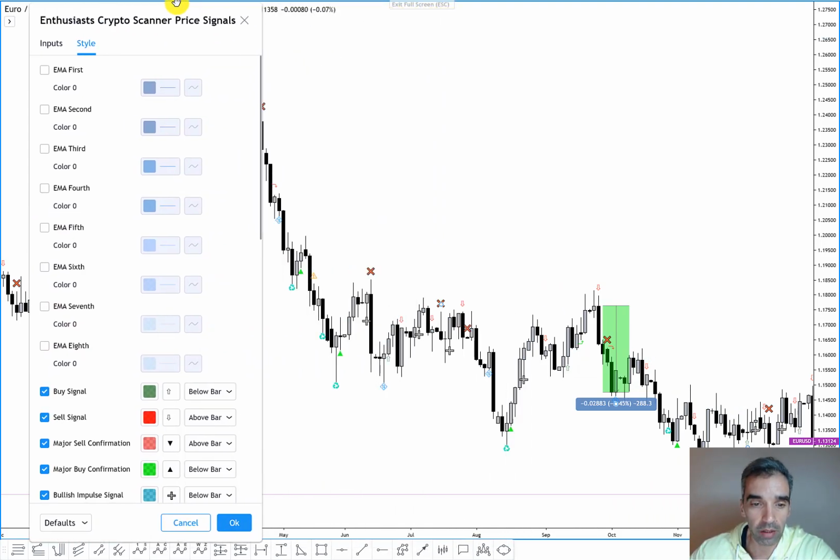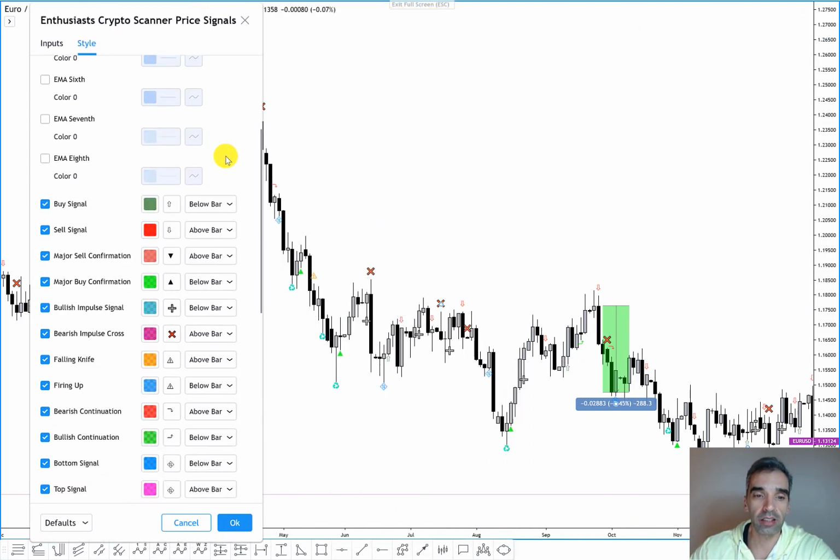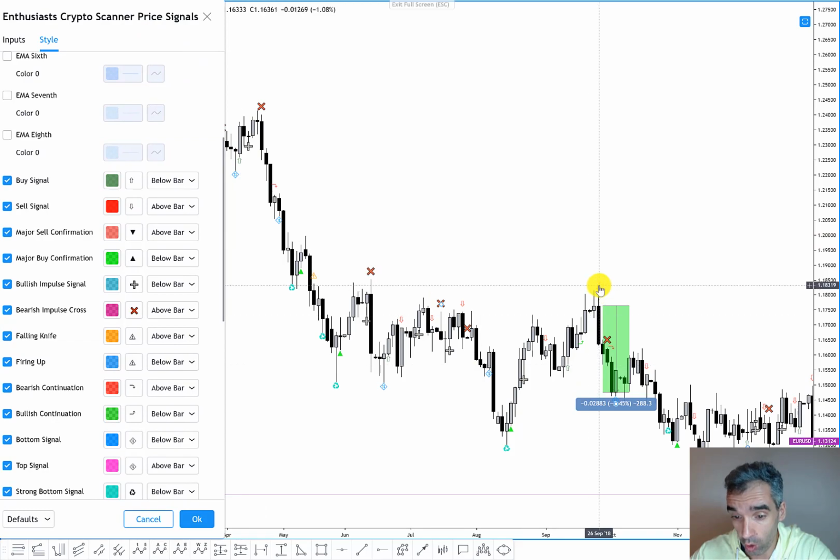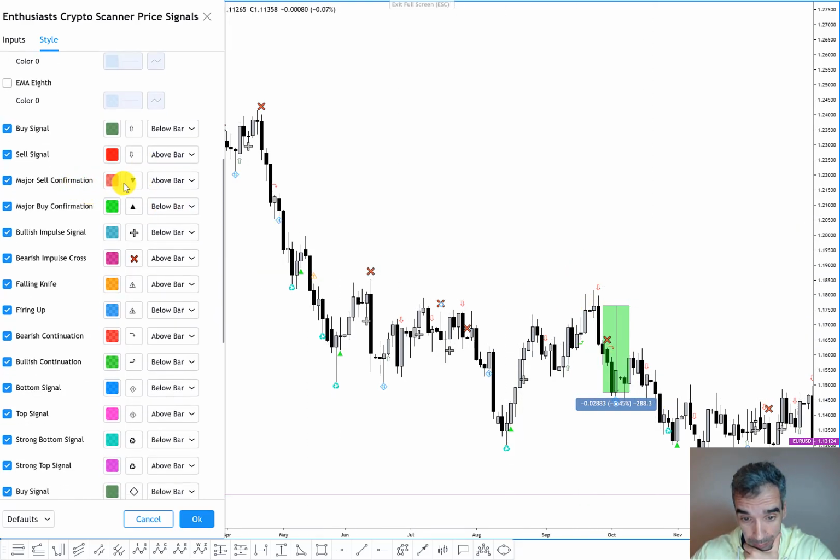So simple buy and sell, simple, good for small scalps, not for long swing trades. According to this indicator, that is not reliable enough for long swings, but yeah, for nice scalps it is. Okay, then we have our major sell and major buy, our arrows here. So major buy over major sell.